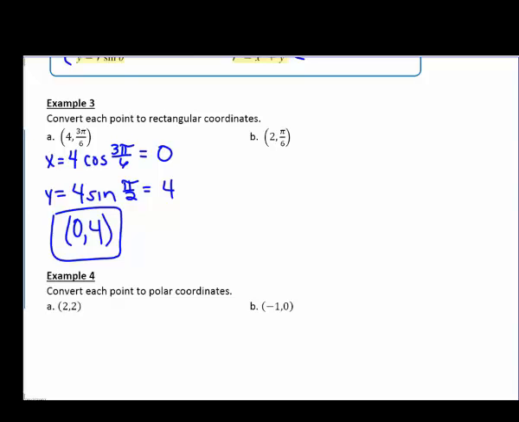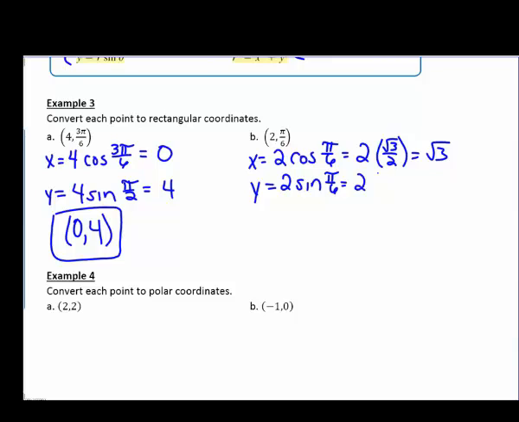For number 2, again, we take x equals r, which was 2, times the cosine of pi over 6. The cosine of pi over 6 is square root of 3 over 2, so your 2's are going to cancel out. It's like 2 divided by 2. And so we get square root of 3 as the x value. And then for y, again, it was r times the sine of pi over 6. And we know that the sine of pi over 6 is 1/2. So half of 2 is 1. And so we have the point (square root of 3, 1).